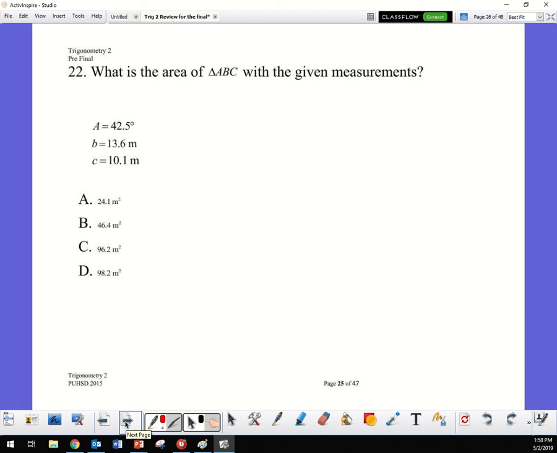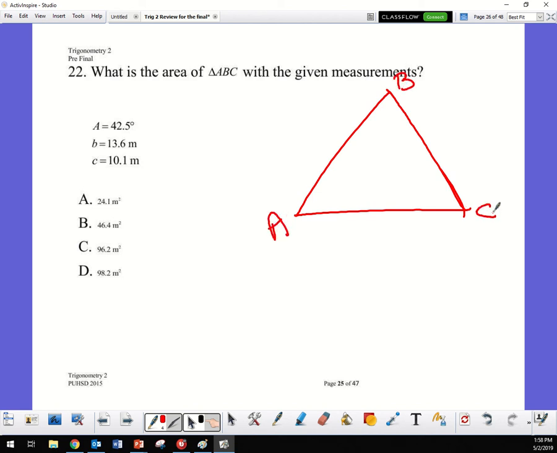What is the area with the given measurements? So, on your reference sheet, find the area formula. So now I'm going to draw a triangle. A, B, C. Angle A is 42.5. Little b is 13.6. Little c is 10.1, right?